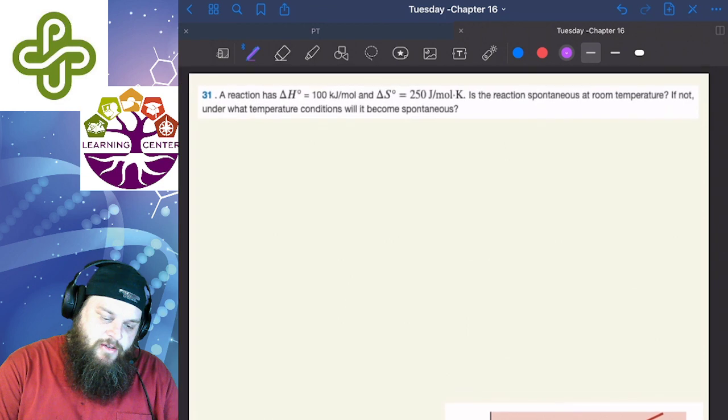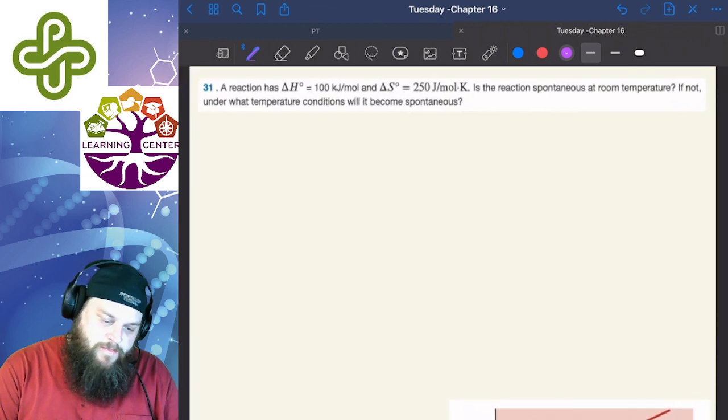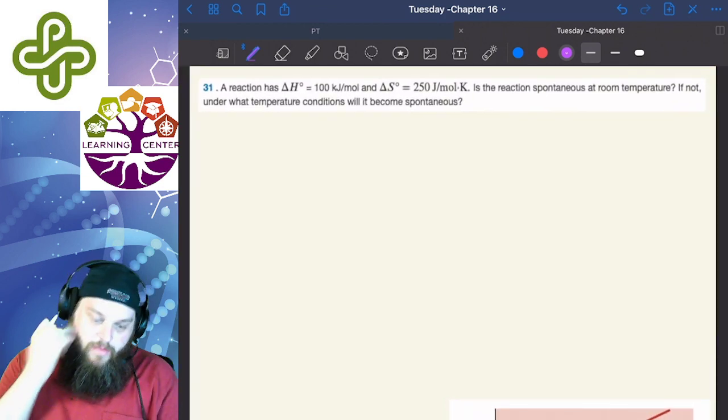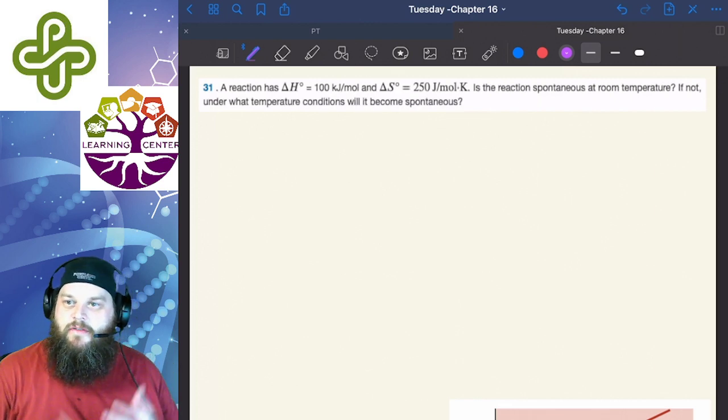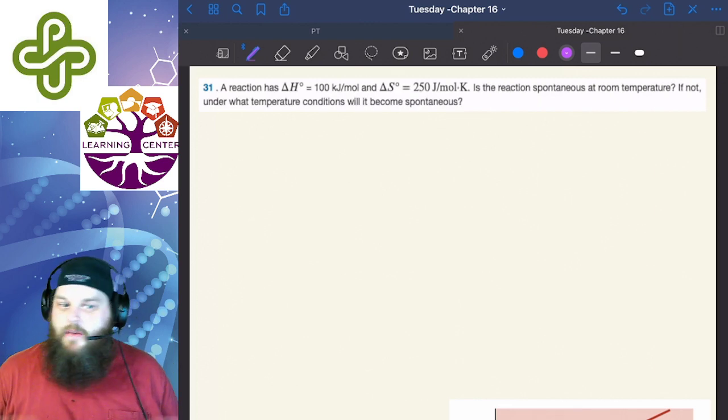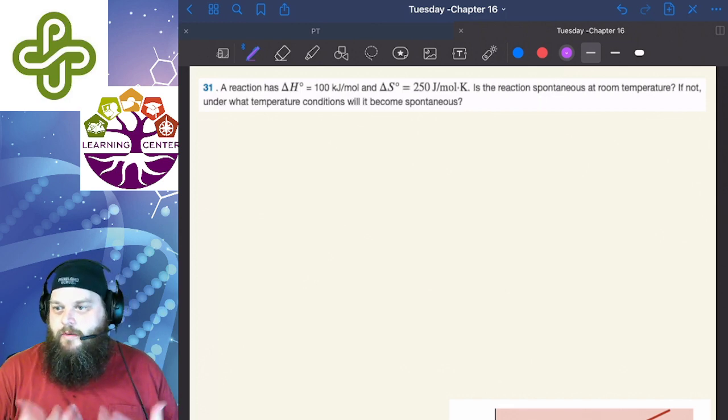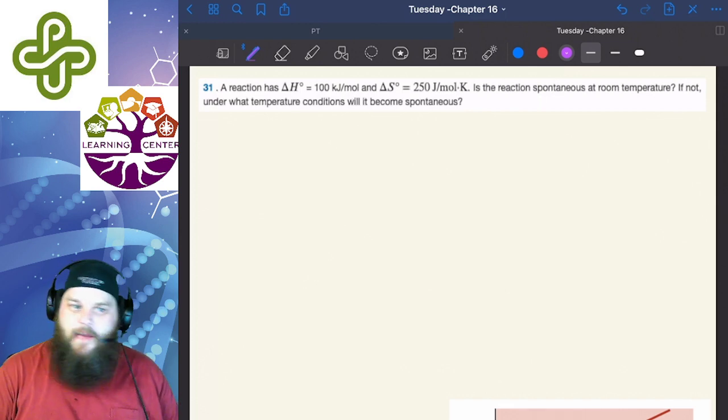So I'm going to start talking about Gibbs free energy. And really, we use Gibbs free energy to determine whether something is spontaneous or not, whether it's going to happen without a lot of encouragement, or whether we really have to heat it up or do a lot of things to it to make that reaction happen.